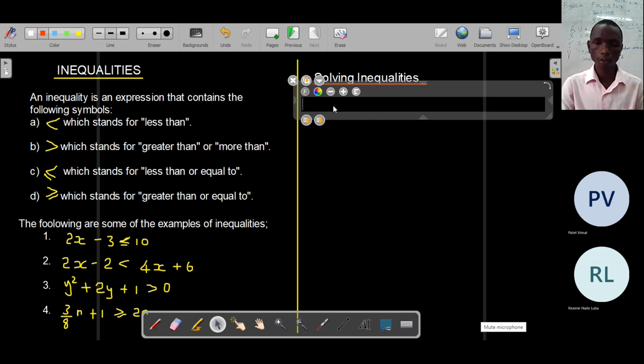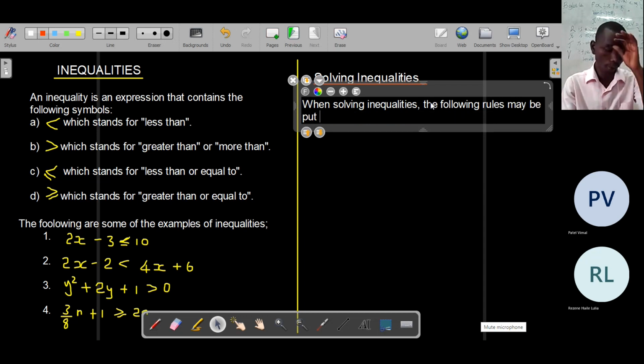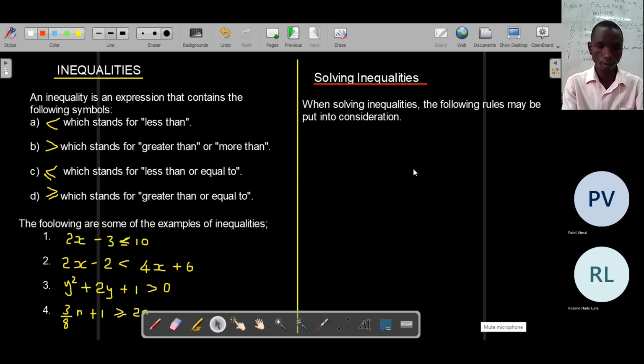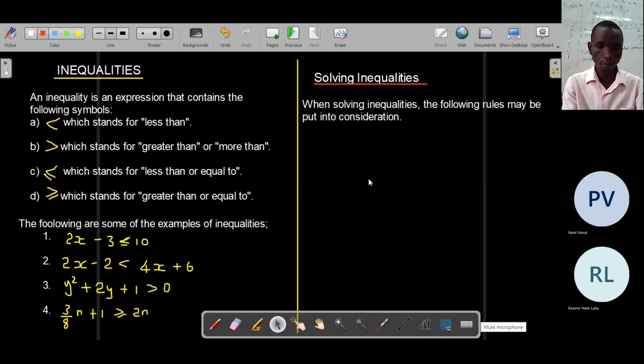So I think here we are going to say like this: when solving inequalities, the following rules may be put into consideration. So here, when we are solving inequalities, there are some rules which we follow. Those rules may not apply to other expressions, but here they apply because these are inequalities. So what are those rules?